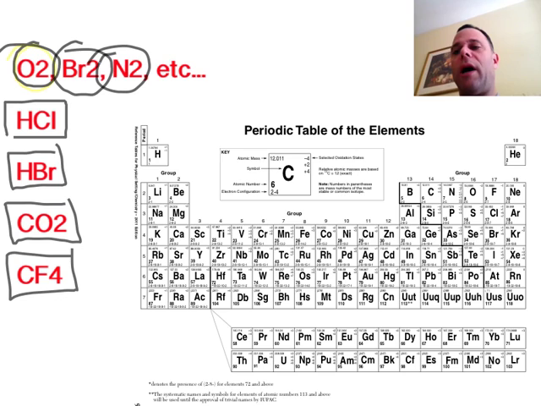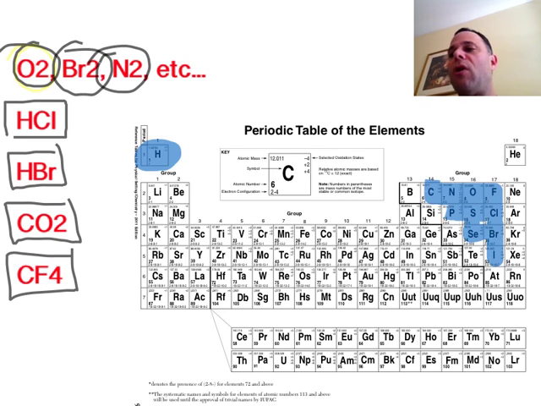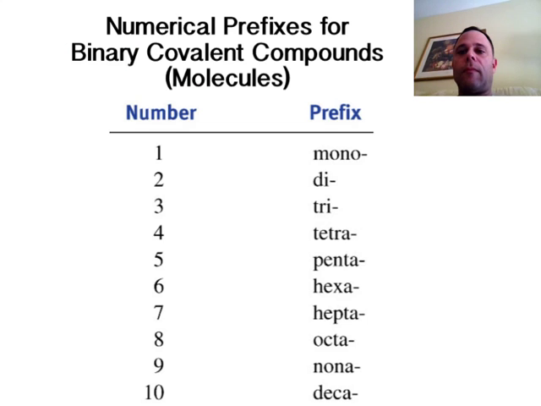And allow me to highlight for you the regions of the periodic table that denote nonmetals, reactive nonmetals. Hydrogen, yes. Carbon, nitrogen, oxygen, fluorine, chlorine, bromine, iodine, selenium, sulfur, phosphorus. All reactive nonmetals. So these will have covalent bonds in them, and we need to name them accordingly. Let's look at the next slide to start that process.